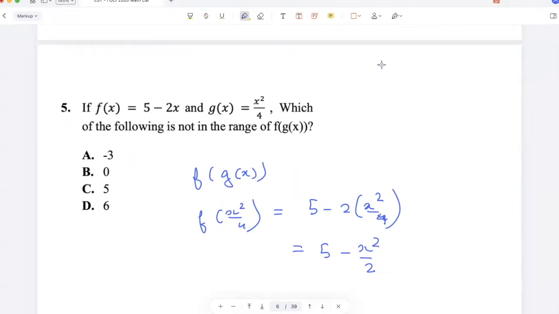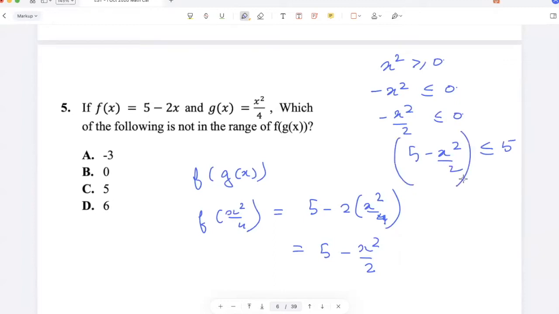Okay. So x squared should be greater than or equal to 0. So minus x squared should be less than or equal to 0. Minus x squared by 2 should be less than or equal to 0. 5 minus x squared by 2 should be less than or equal to 5. So the range of this function f of g of x is less than or equal to 5. So it can be negative 3, it can be 0, it can be 5, but it can't be 6. So D.